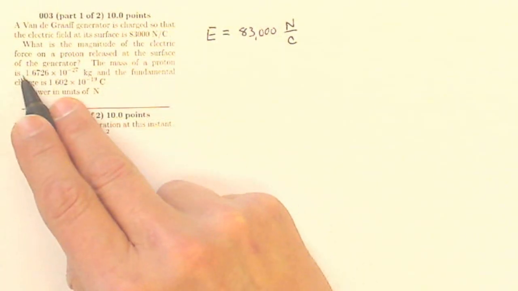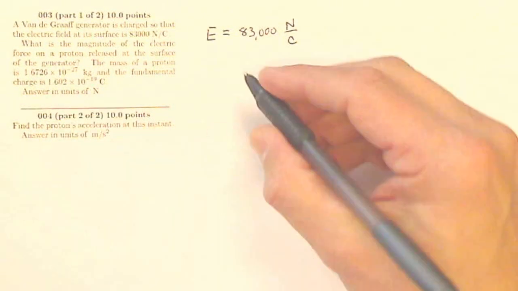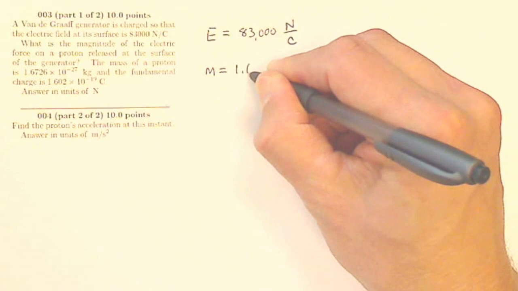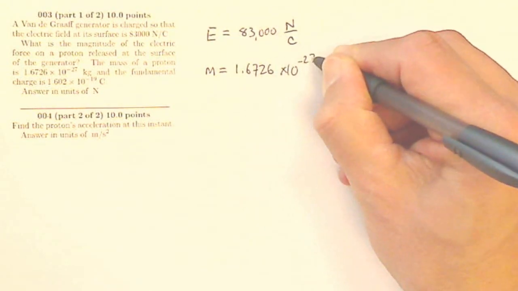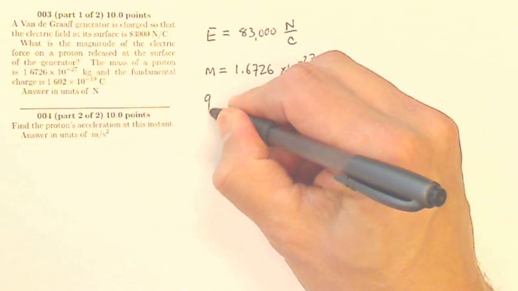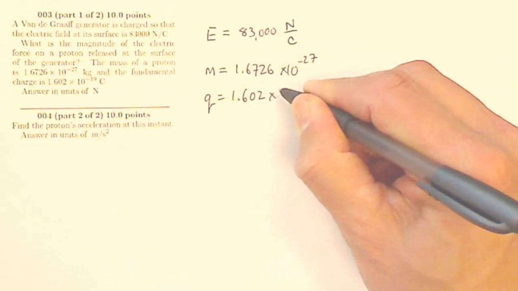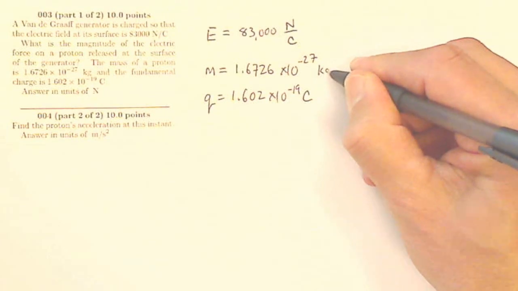The mass of a proton is 1.6726 times 10 to the minus 27 kilograms. And the fundamental charge, or the charge on the proton, is Q equals 1.602 times 10 to the minus 19th coulombs.